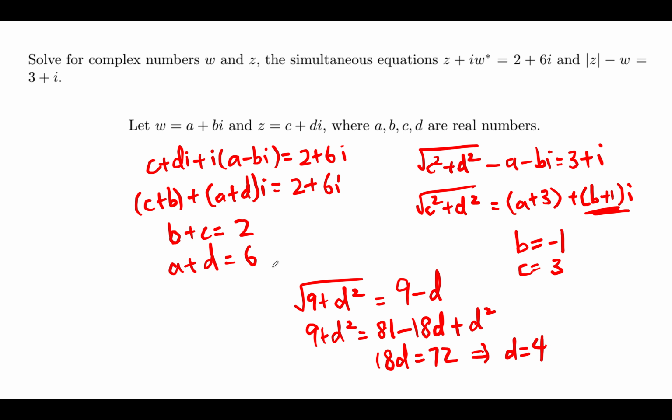And if we sub it back in here, we get a equals 2. So w is equal to 2 plus bi, which is minus i, so it's equal to 2 minus i. And z here will be equal to 3 plus 4i. Simple as that.